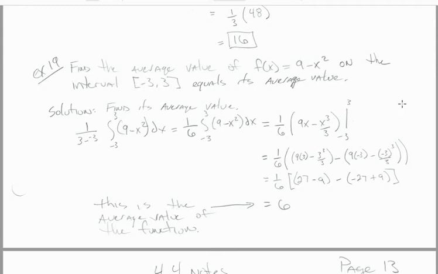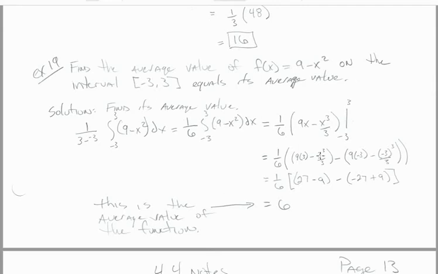But for this one, we need to find the average value first, and we want to find where the actual function equals its average value. So what we're going to do is calculate using the average value integral. So it's 1 over b minus a, integral a to b of f of x dx. For us, a is -3, b is 3. So we're going to get 1 over 3 minus -3 times the integral of -3 to 3 of 9 minus x squared. Simplify that coefficient in front, so we end up with 1/6, the integral from -3 to 3 of 9 minus x squared dx.